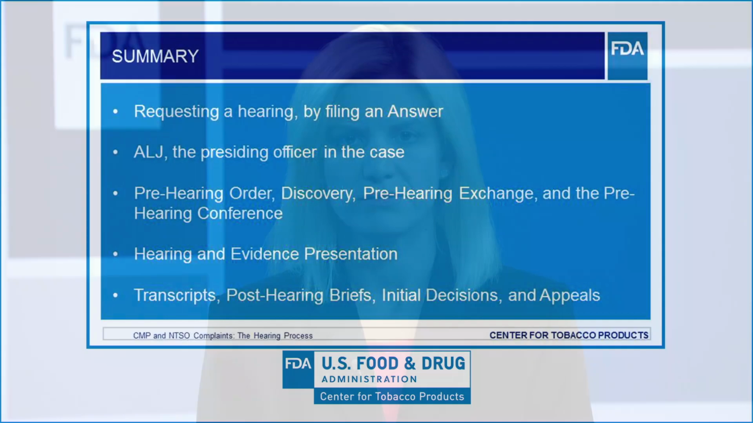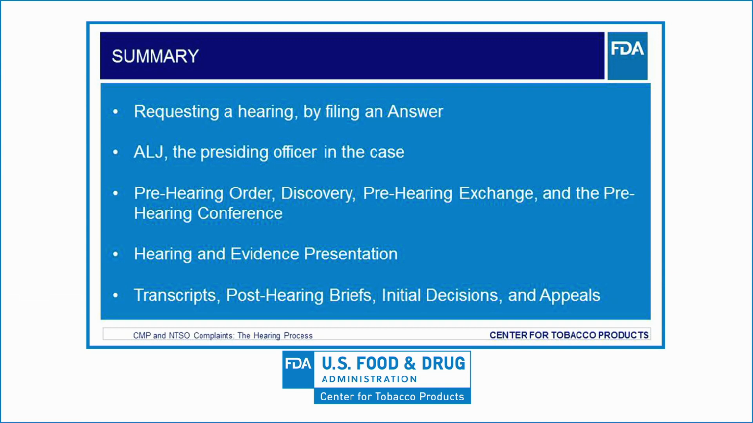To summarize the material we have covered in this webinar, we have discussed how you can request a hearing by filing an answer, the ALJ who presides over the hearing and the ALJ's responsibilities, what happens before your hearing date. Specifically, we discussed the ALJ's pre-hearing order, discovery, the pre-hearing exchange, including the informal brief, if required, the witness and evidence list, the evidence including sworn direct witness testimony, and the pre-hearing conference.